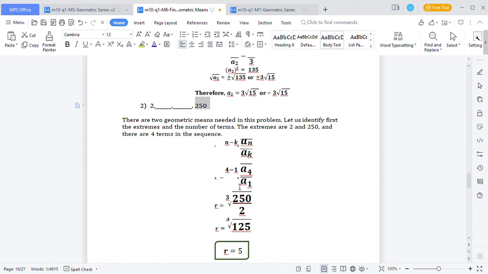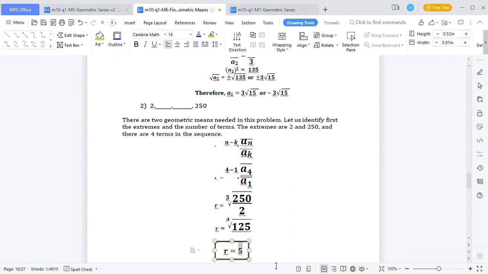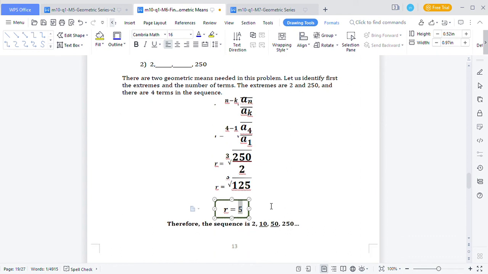And then the root of a sub 4 is 250, and your a sub 1 is 2. So 250 divided by 2, that is 125. So the cube root of 125 is equal to 5. Check: 5 multiplied three times should be equal to 125. So that is 5 times 5, 25, times 5, that is 125. So you get the common ratio, which is 5.